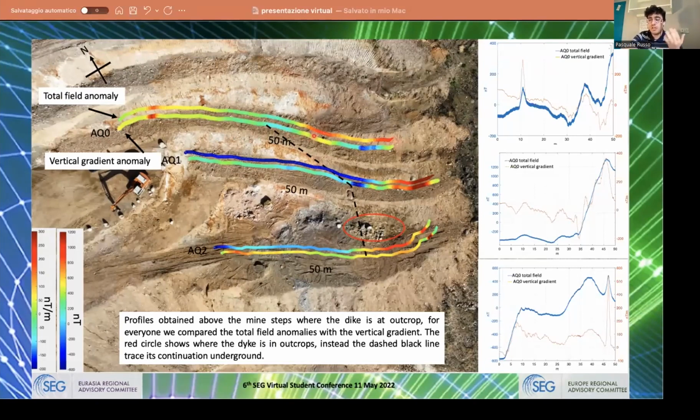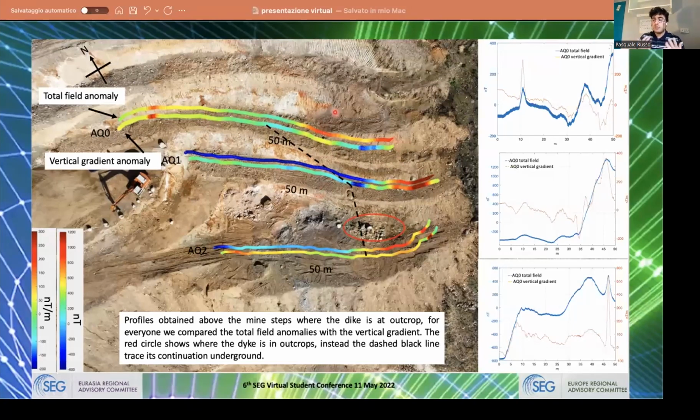with the maximum values of the anomalies all concentrated in the southeast portion of the profiles here. This could be a clue to the presence of the igneous body in this area, consistent with the fact that the dike is visible in outcrop in the same area here. The vertical gradient anomalies along the profile AQ0, this one, also have lower amplitude than the other profiles in the southeast portion here, which could suggest that the igneous body tends to deepen at this point.